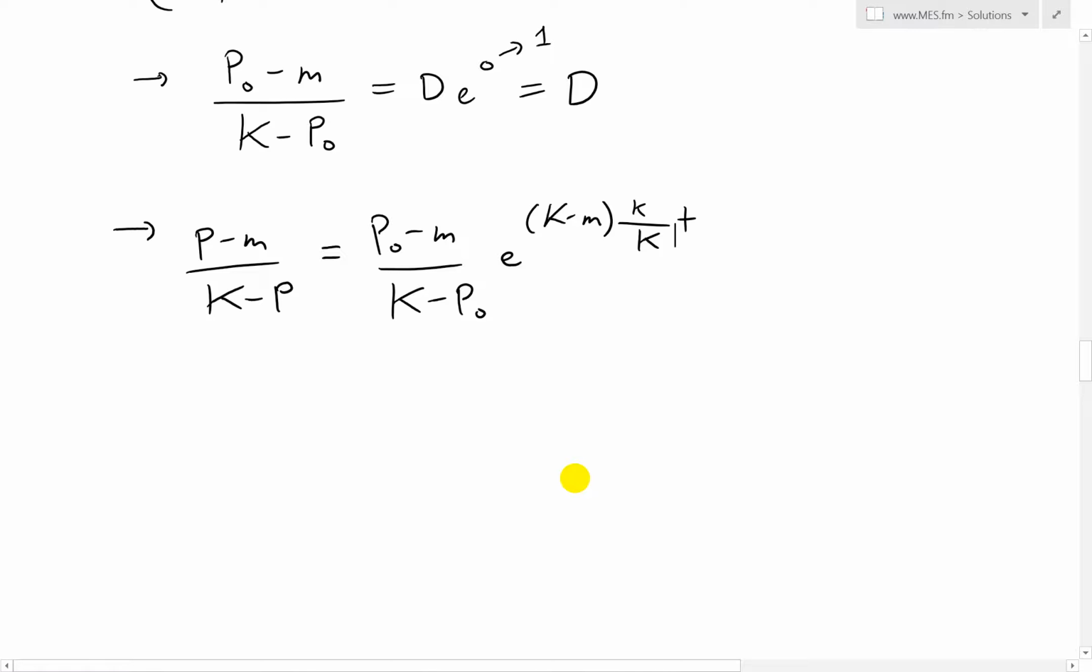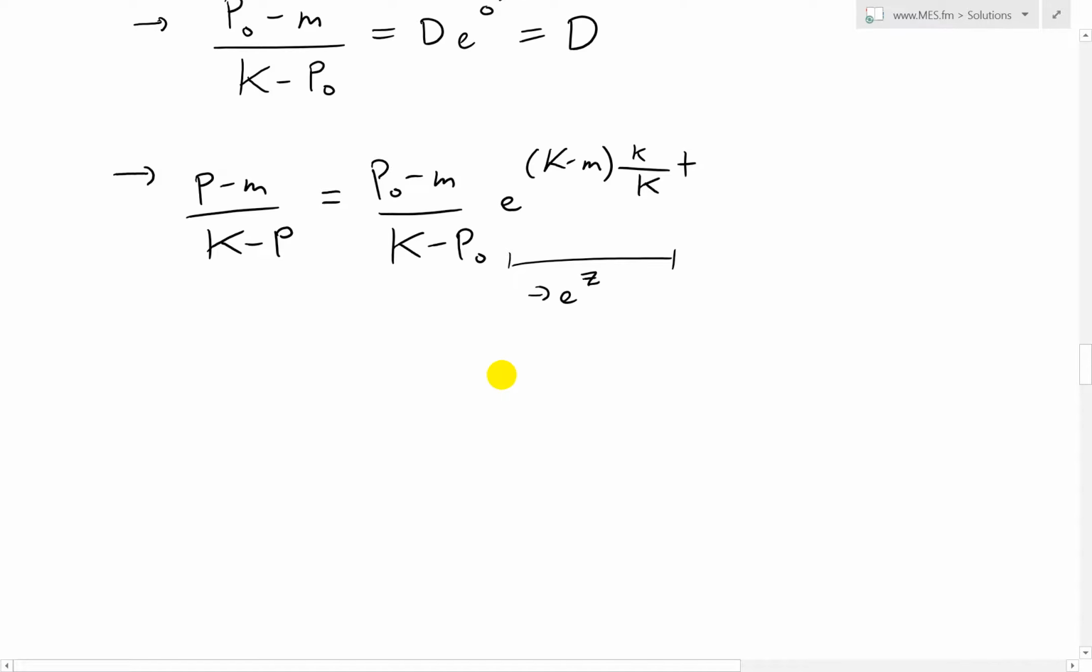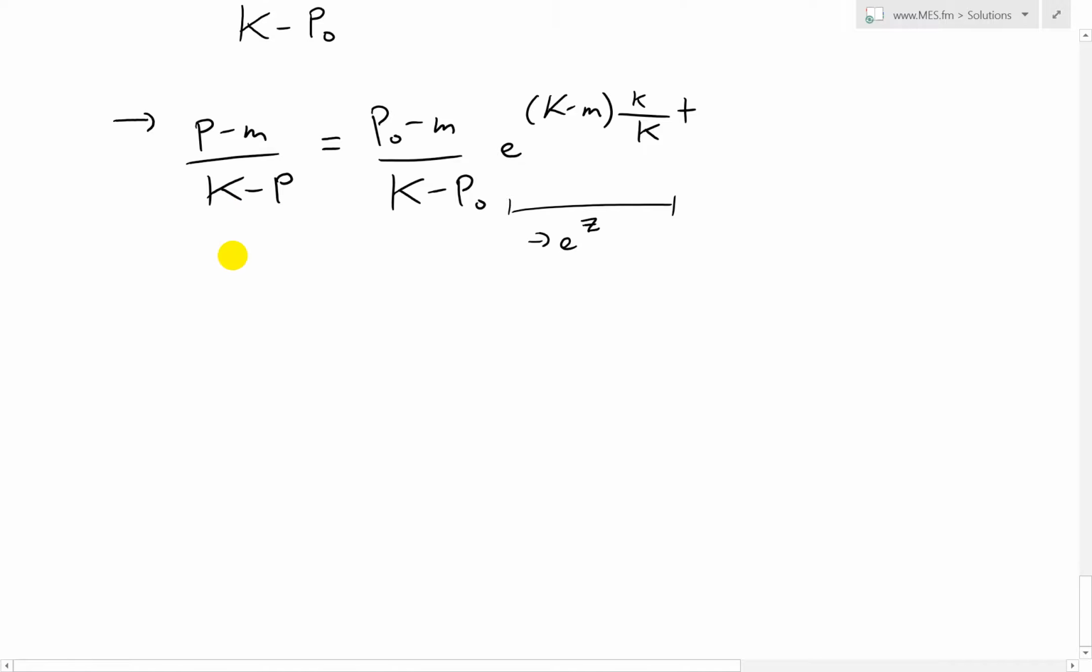What I'm going to do is write this whole thing as e to the z, just to make it easier to manipulate everything around. And I'm going to multiply both sides. I'm going to move this denominator onto this side, and then this denominator onto this side, just to get rid of any fractions. So when multiplying it out, we get a K − p. I'll also write this down. First, solve for p is what we want to find.